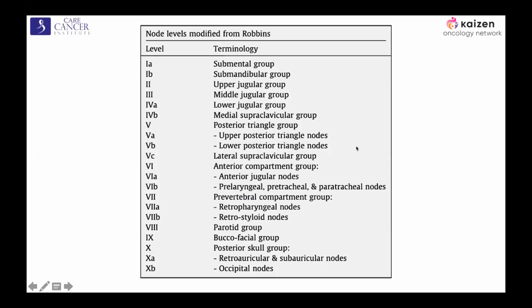So this is the final levels that have been described in this consensus guideline. They've added a few more lymph nodal levels, and we'll see how and why they are important. To start off with, level 1 is 1A and 1B, submental and submandibular group. Level 2, 3, and 4 are your lateral group of lymph nodes, so the upper jugular, the middle jugular, and the lower jugular.